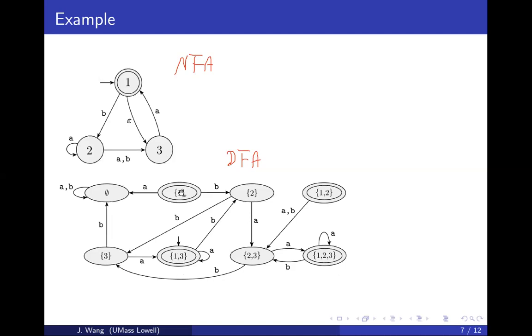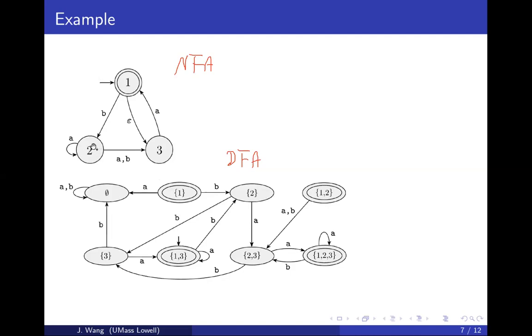Okay, so now let's look at 1. 1 on A doesn't go anywhere, so it just goes to the empty state. And then 1 on B goes to 2. So that's what it is.